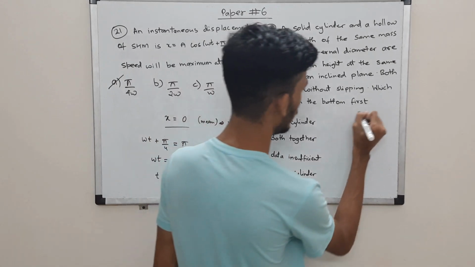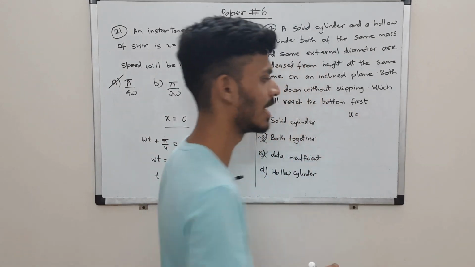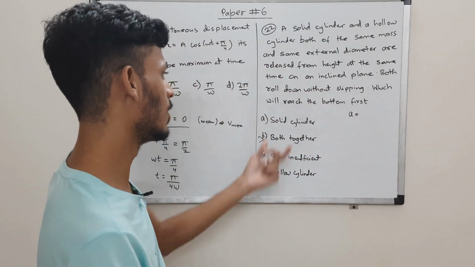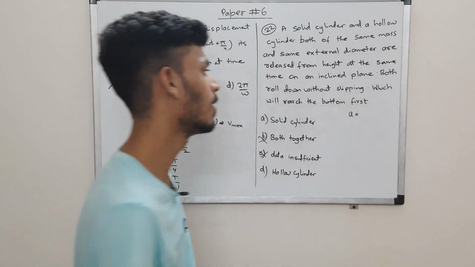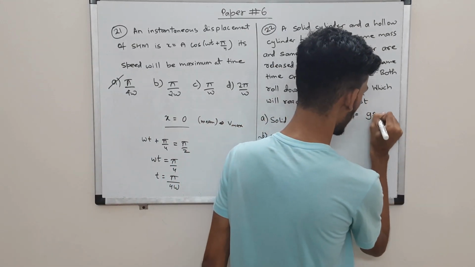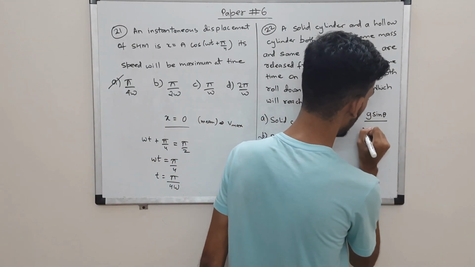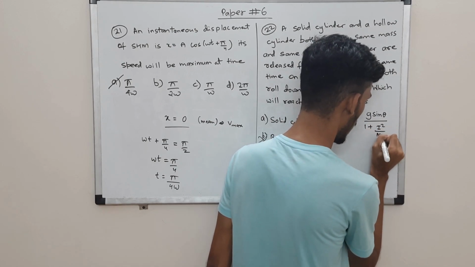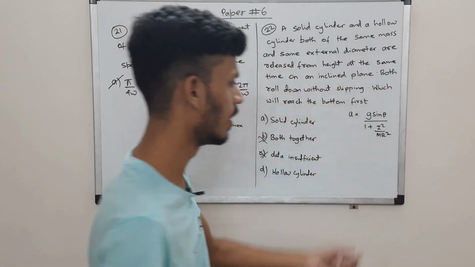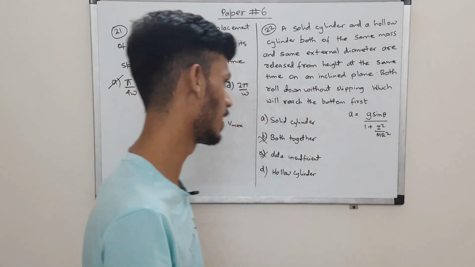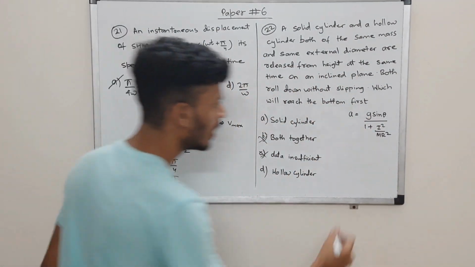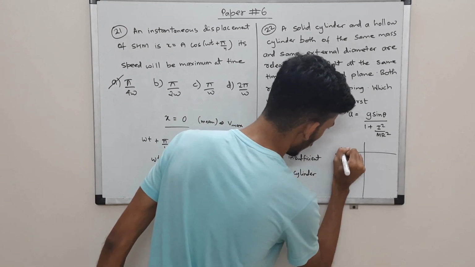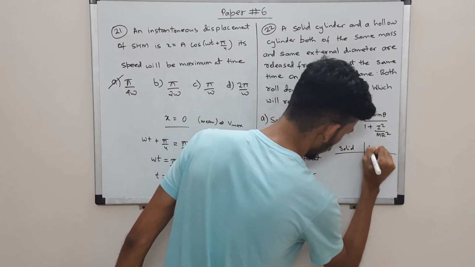It's very simple. You must know the concept of acceleration down an incline, when your body is rolling without slipping. It's rolling, so pure rolling. So here we have g sin theta upon 1 plus I upon mr square, or k square by r square, the radius of gyration. Here we'll split it up into solid and hollow.